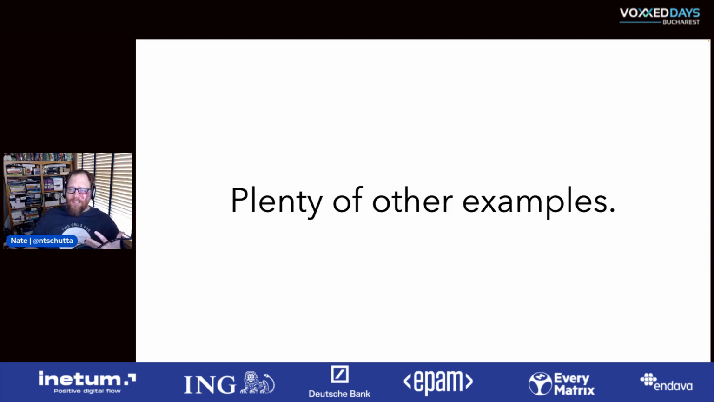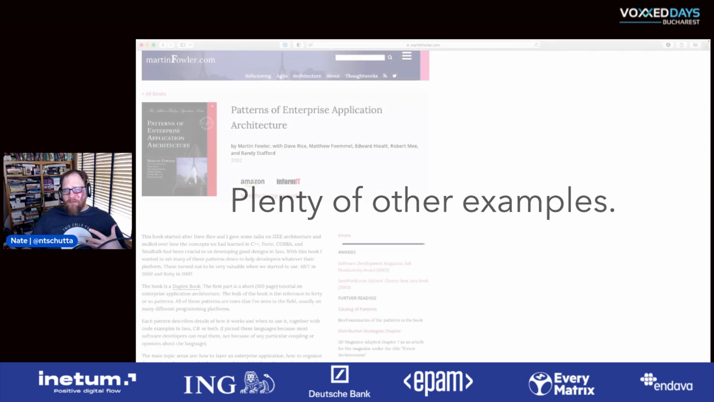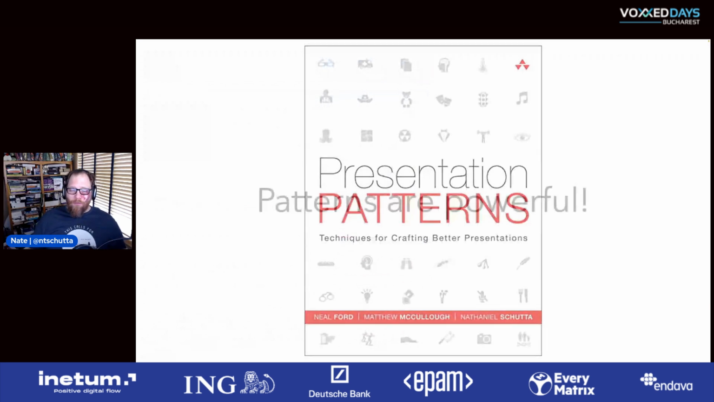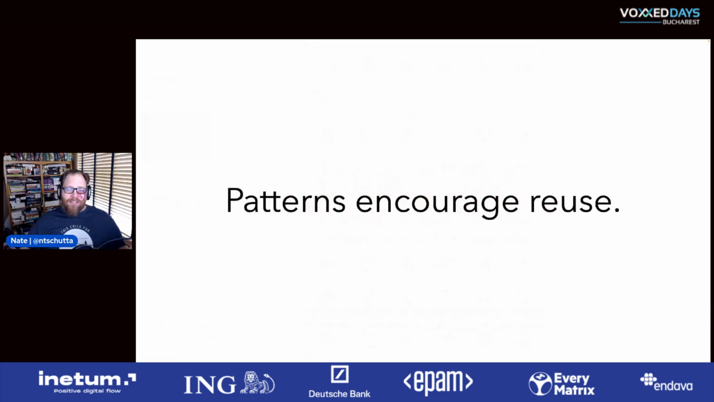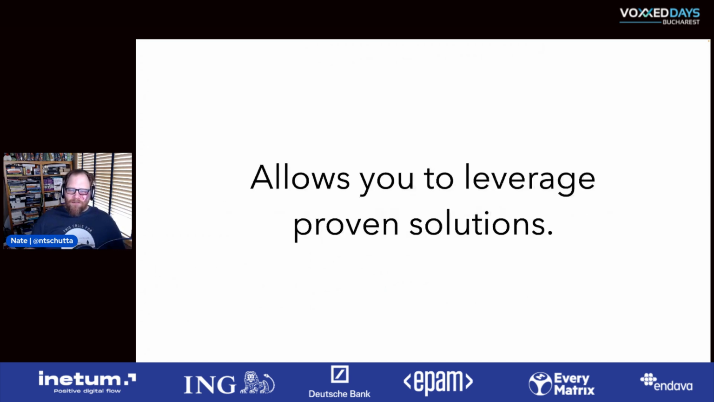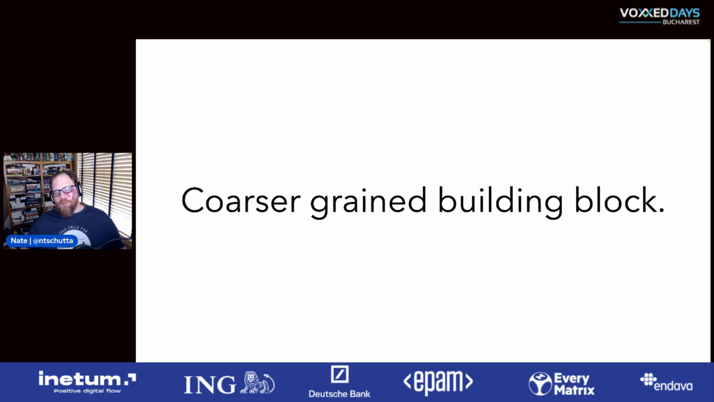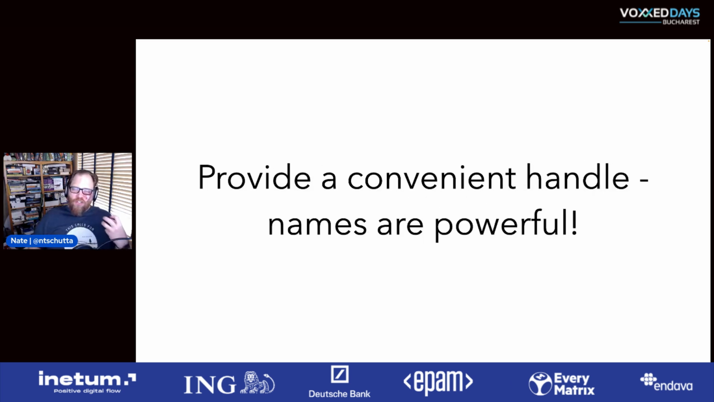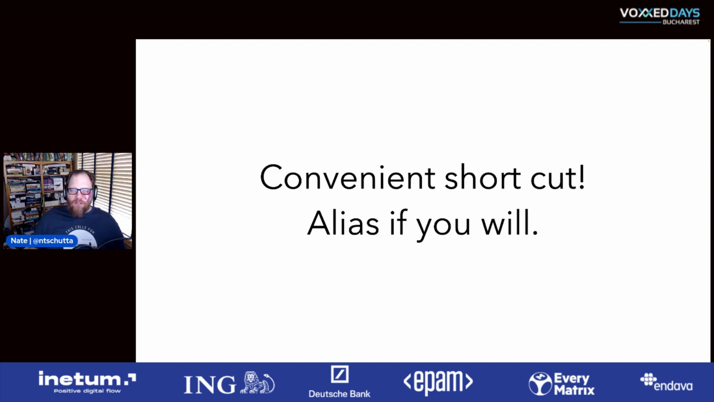But this isn't the only example of patterns, right? We have Martin's work, or I should say, his series on enterprise application architecture. I helped write a book about presentation patterns. And so it turns out these are really, really powerful because they give us a real easy opportunity to reuse. And now I can leverage this proven solution. And it also saves me a lot of time because I have much coarser grained blocks to build from. I'm not starting at zero. This allows me to focus on what's new in my world. And I've got this really good handle that I can use to describe this to other people. It's a very convenient shortcut, if you will.